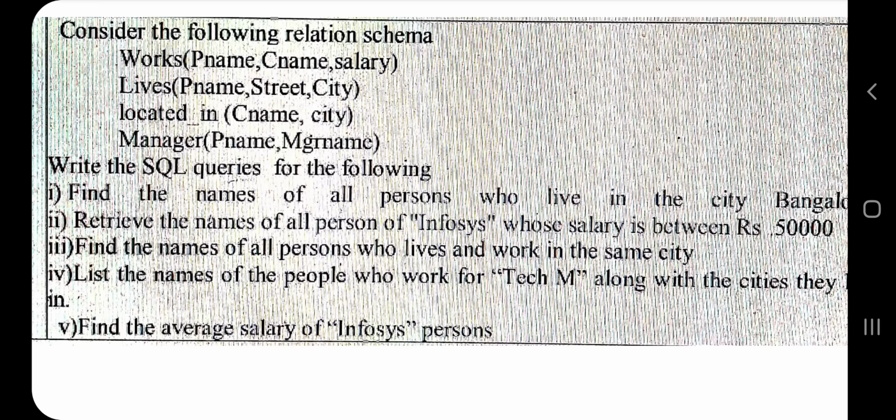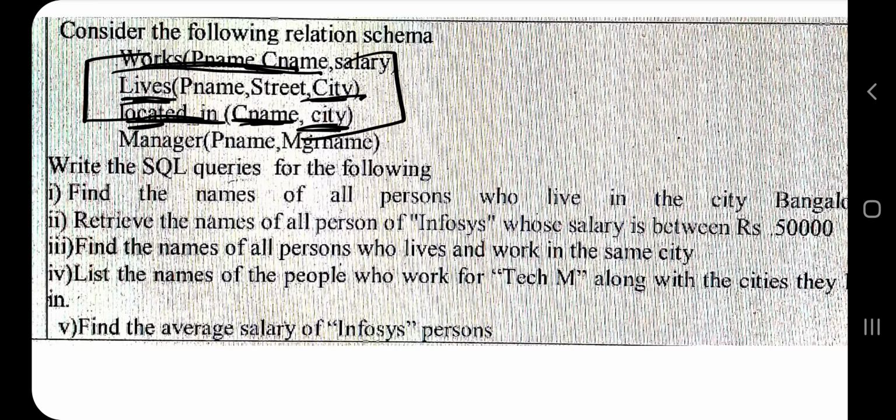Let me make it clear. First you will start from here. Find the names of all persons. Select p name from lives and works and located in. These three tables we are considering. So we have written select p name from lives, located in and works, where works dot p name is equal to lives dot p name to connect these two tables. After that, where works dot c name is equal to located in dot c name to connect these two tables. At the last you will connect where lives dot city is equal to located in dot city.